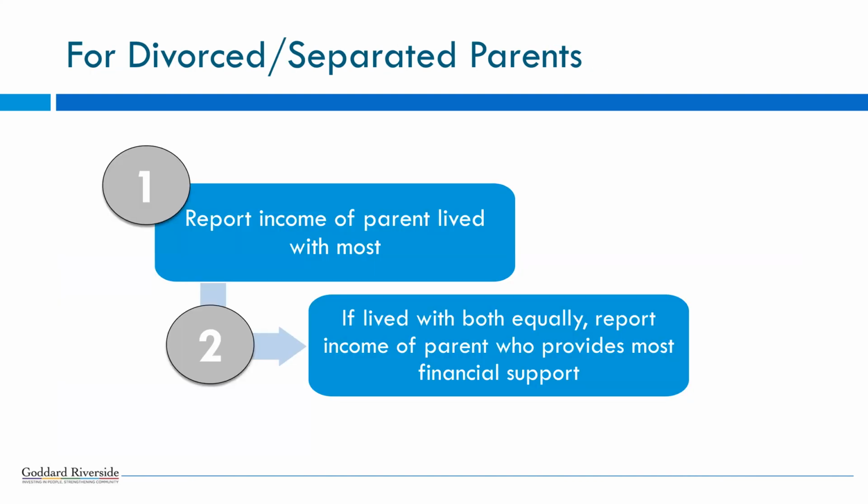So for the case where we are a single parent or a divorced or a separated parent, how do we decide which parent's income is going to be put on the FAFSA? So there's a couple of things that we consider. The first and foremost, the primary thing that matters is who does the student live with? Who is the custodial parent? And that's who we should be putting.